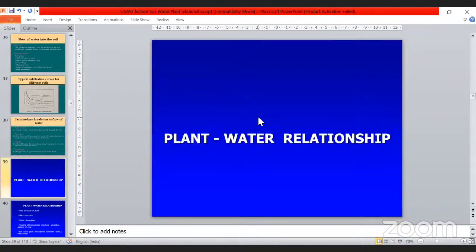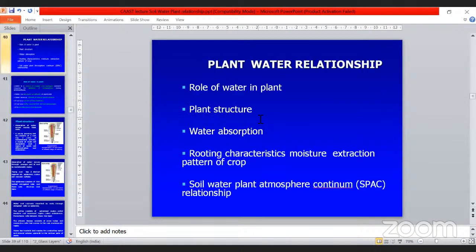Then what is plant water? Because we have seen the soil relationship and the soil-water relationship, but the plant-water relationship has a very critical role. That covers the role of water in the plant structure, water absorption, rooting characteristics, moisture extraction by the crop, and the soil-water-plant-atmosphere continuum. That is called SPAC.